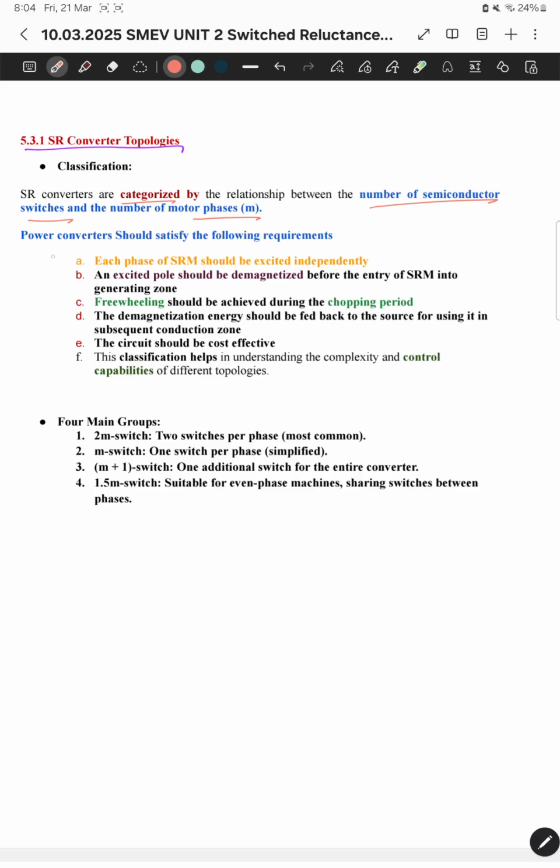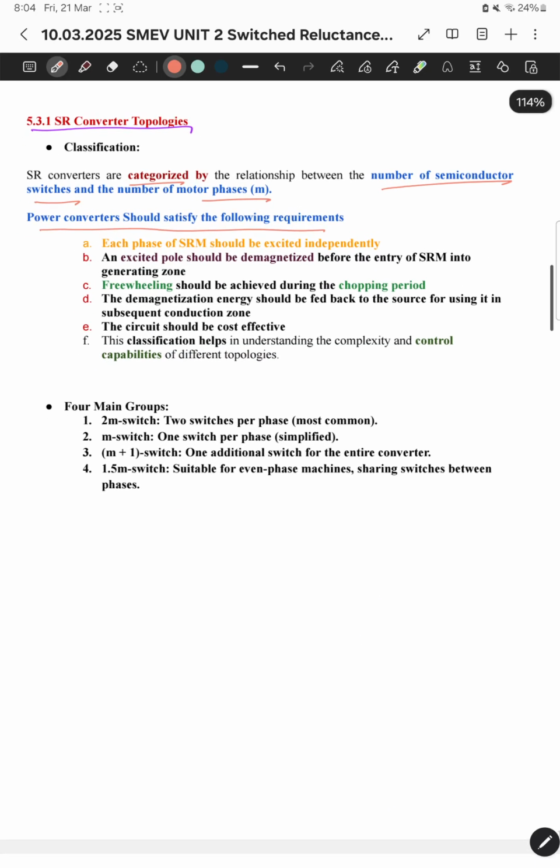So whenever we make any power converter here, it has to satisfy the following requirements. An excited pole should be demagnetized before entry of the generating zone. Whenever any winding is energized, it has to be completely de-energized. These are mandatory conditions, and each phase of the switched reluctance motor should be excited separately. Each pole pair has to be supplied separately.